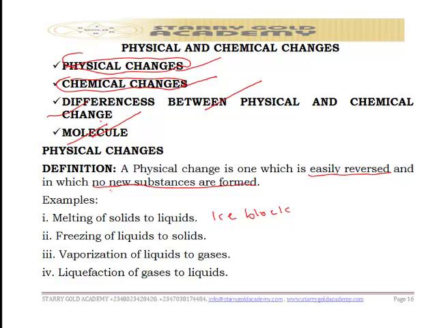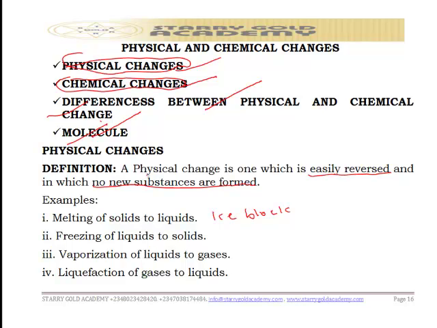We said the physical changes are ones which are easily reversed, and in which no new substance is formed. Like you can see on the screen, where we have the underlined words easily reversed and no new substance formed. So we have examples there. We have the melting of solid to liquid, which I gave you the example of an ice block. We have the freezing of liquid to solid.